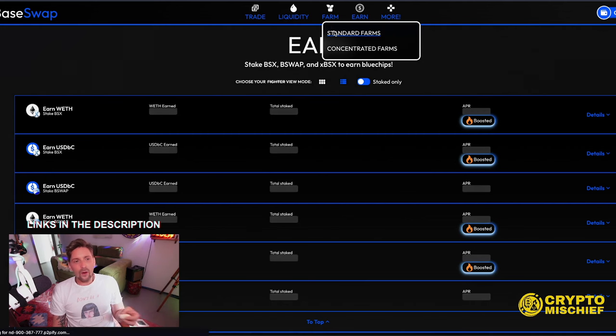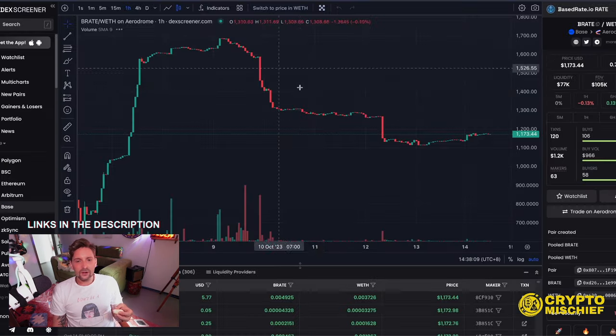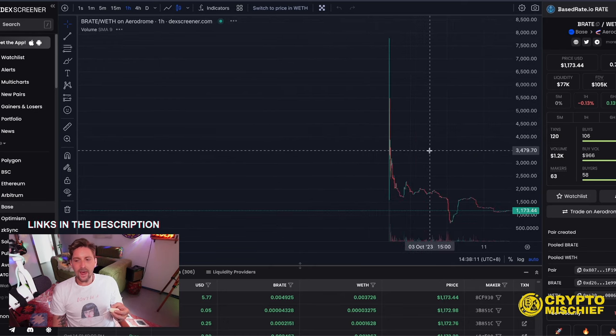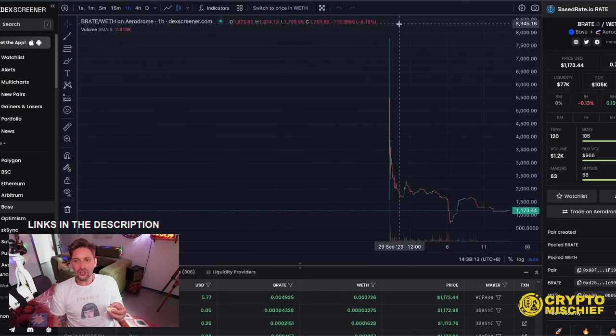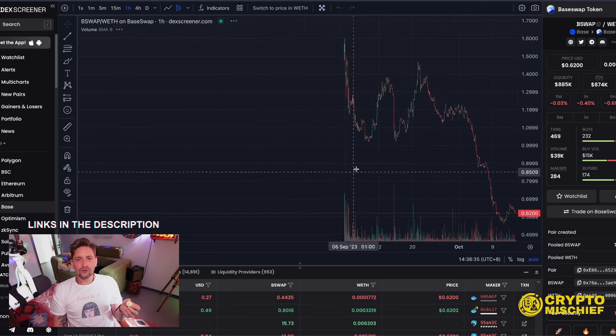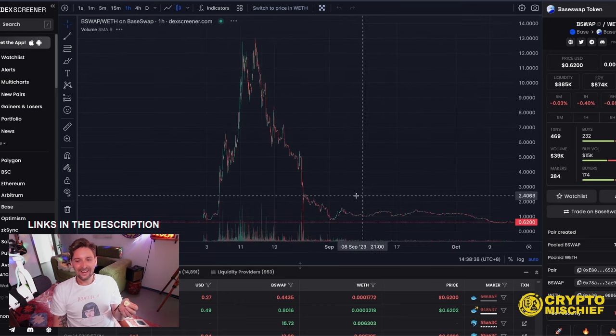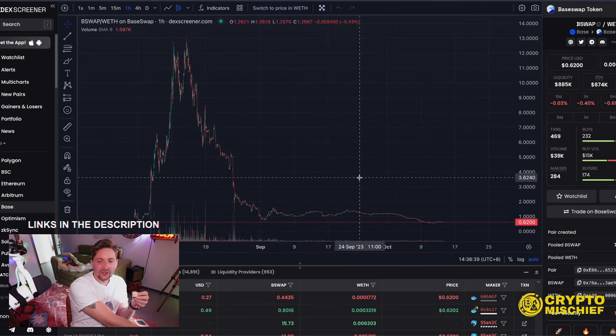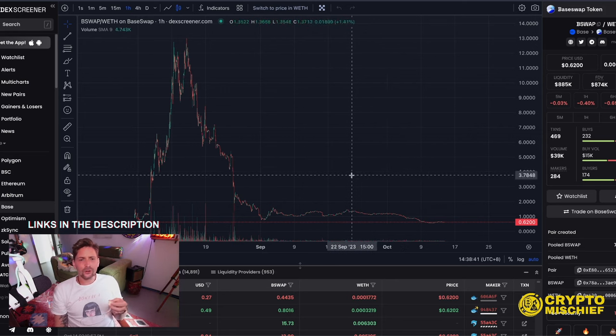What do I want to do? I want to probably grab some of the token because the chart is looking pretty bad. Of course, launch to the moon, right? And then, oh no, this is BRate actually. We want to go to BaseSwap, what's the token called again? To the moon, dump.